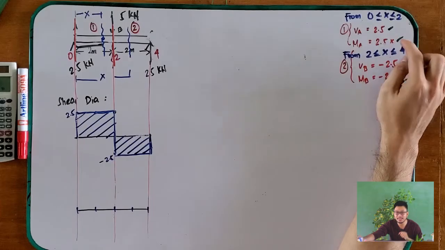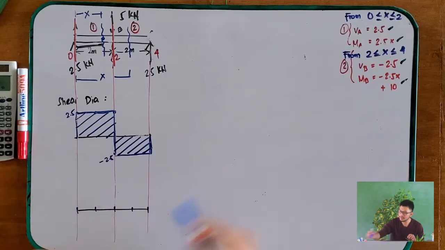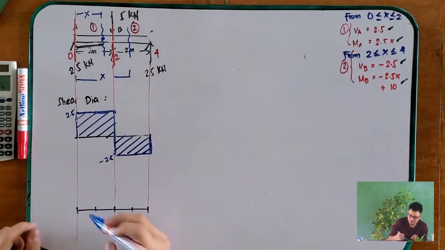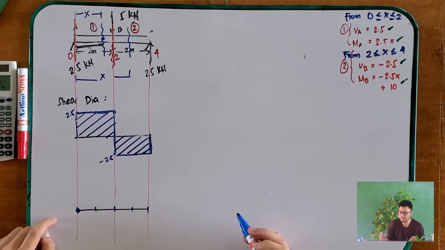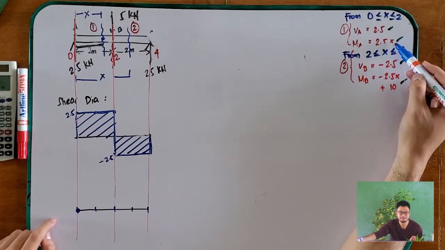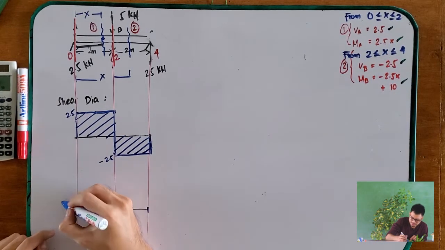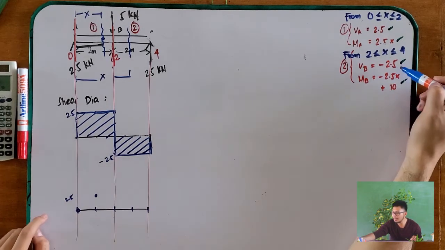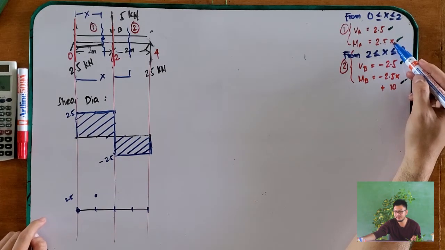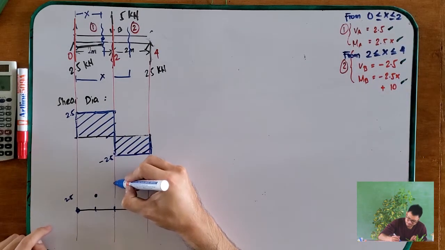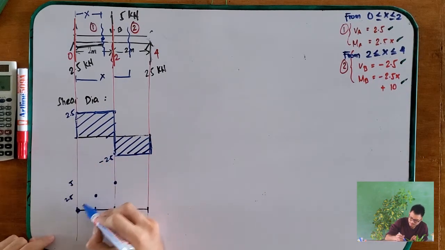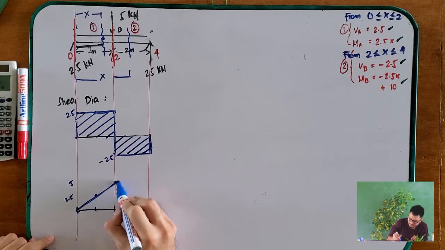So since this one has an x, it has a slope. So what is your M if your x is 0? At 0, the value of your M is also 0. How about if x is 1? Your value is 1 times 2.5, that is 2.5. How about if x is 2? Then that is 5. Okay? So basically, linear, a straight line.